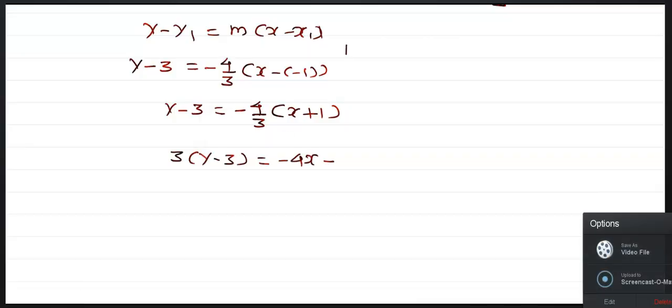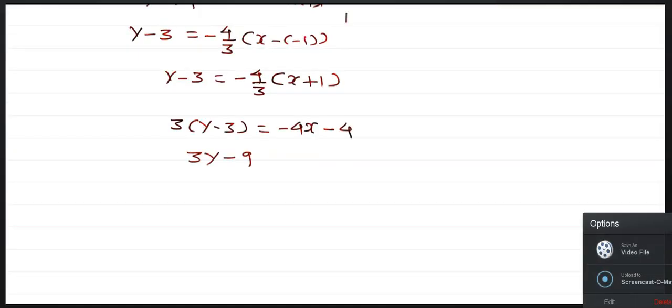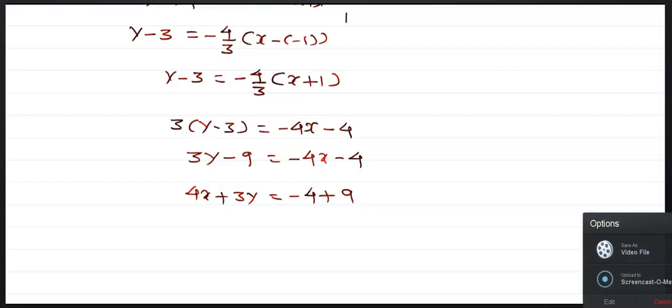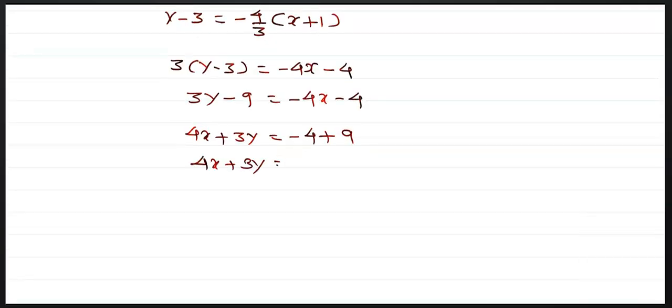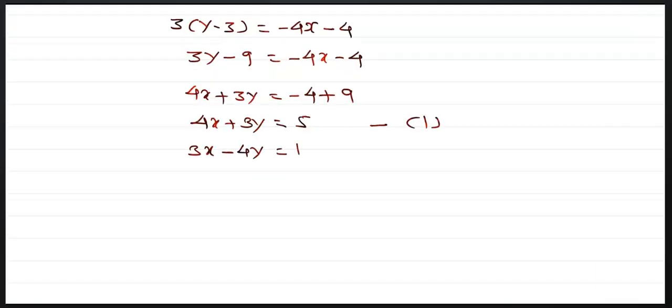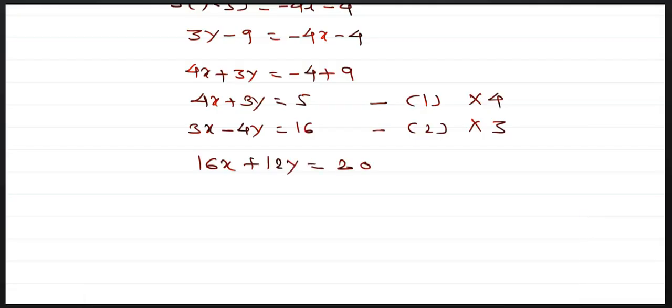That is 3 times (y minus 3) equals minus 4x minus 4. 3y minus 9 equals minus 4x minus 4. Therefore, 4x plus 3y equals minus 4 plus 9, that is equal to 5. 4x plus 3y equals 5. This is equation number 1 and equation number 2. Now we'll solve these two equations simultaneously.